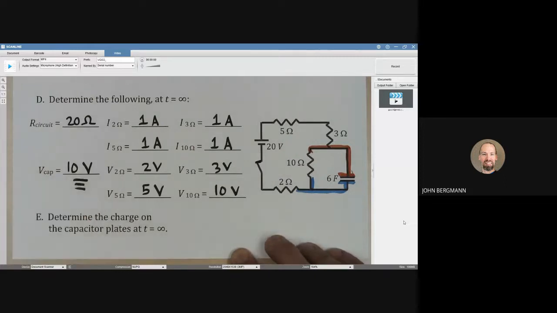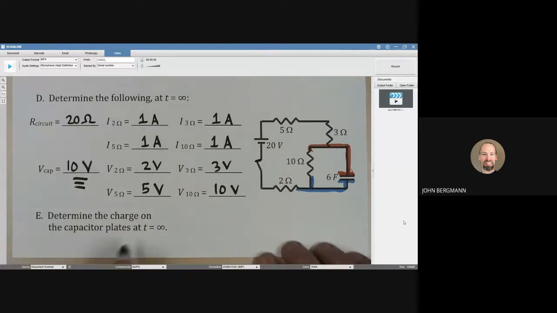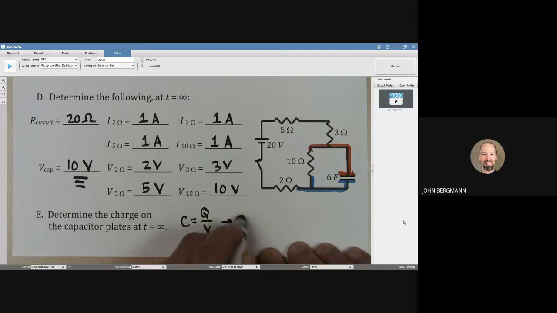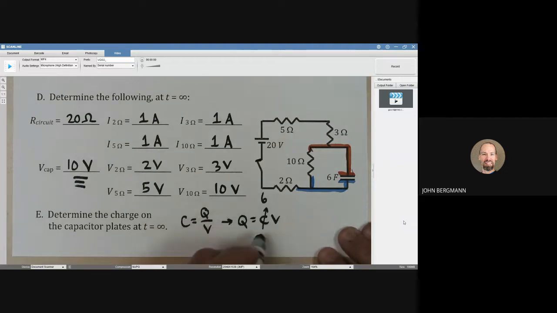Right there, 10 volts. So what's the charge on the capacitor plates? I always go back to the definition of capacitance. Capacitance is Q divided by V, and therefore Q is C times V. C is 6 farads, which is a huge amount of capacitance. And V we figured out was 10, so I'm thinking 60 coulombs.